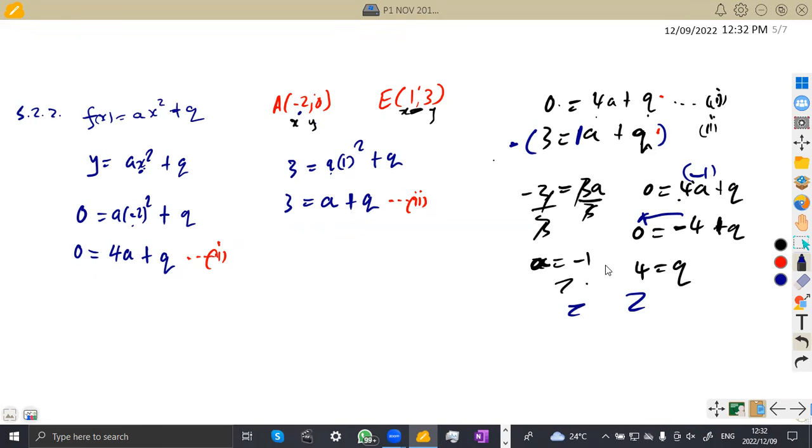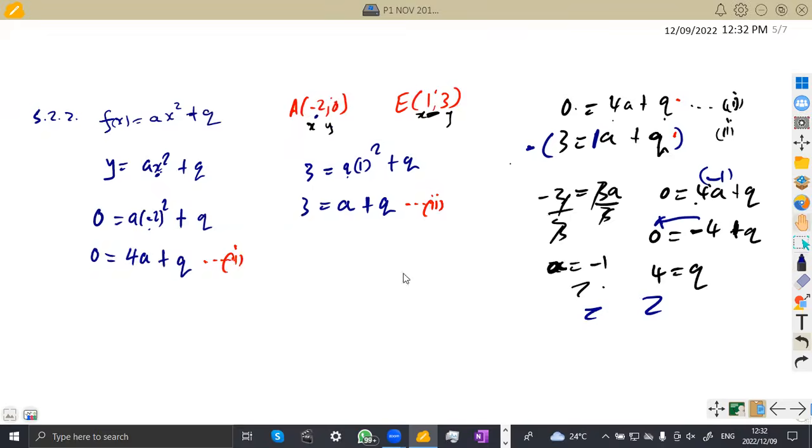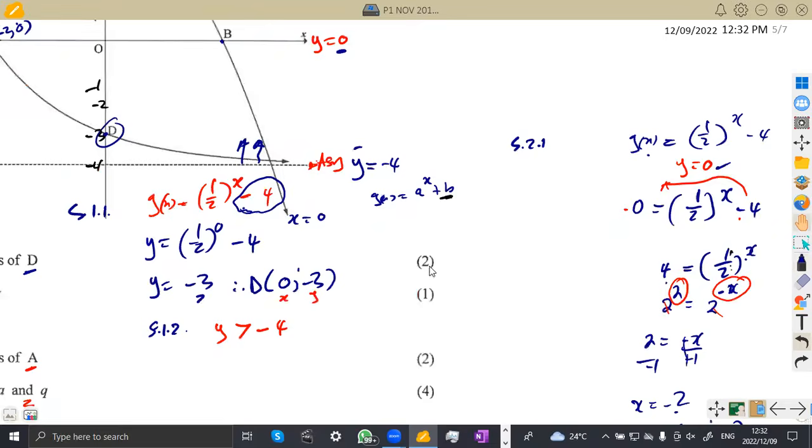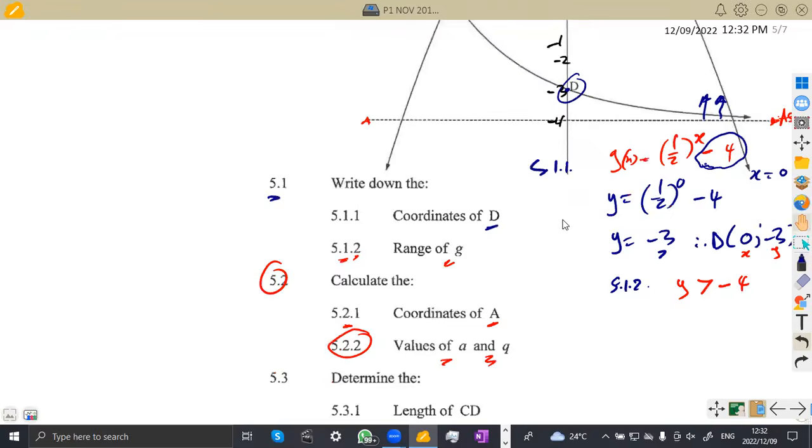So that's actually what we had. The question was just for you to calculate the values of a and the values of q. So you can even substitute these values of a back into the equation, because we might need to use this one. All right, but let's see if we are going to use these values later on. All right, so that was 5.22.